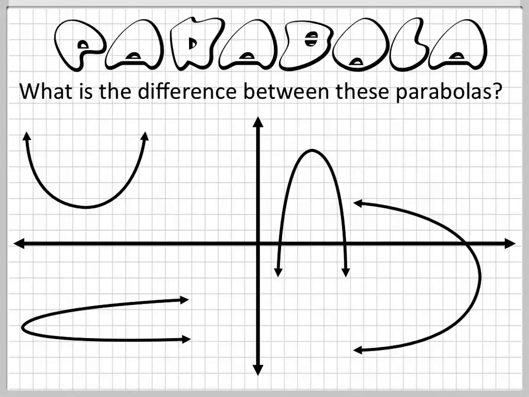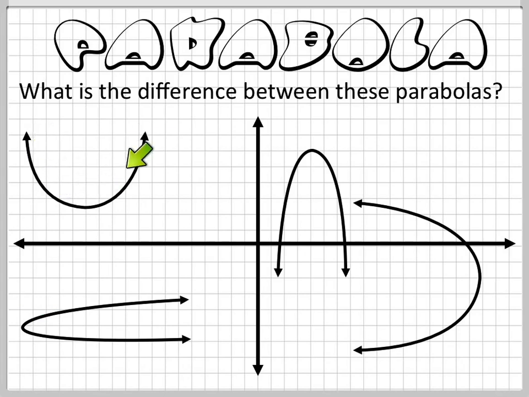Now all these parabolas are different. Why are they different? And I'm going to give you a hint. There's three differences between all these parabolas. What are they? So one of the factors is the vertices. The vertices for each of these parabolas tell us where the parabola is on the graph. The other factor is where they're facing.